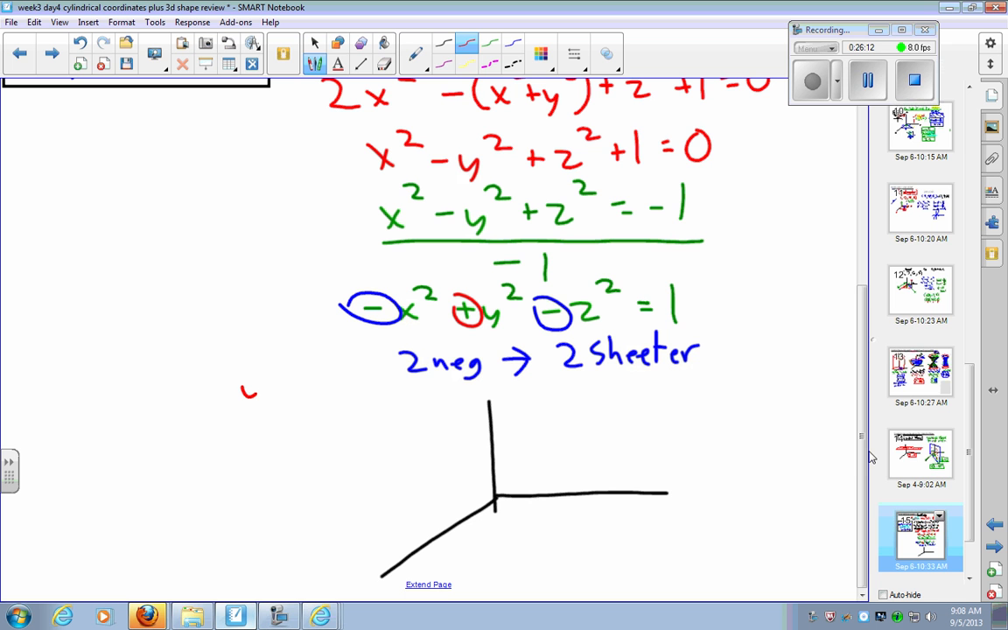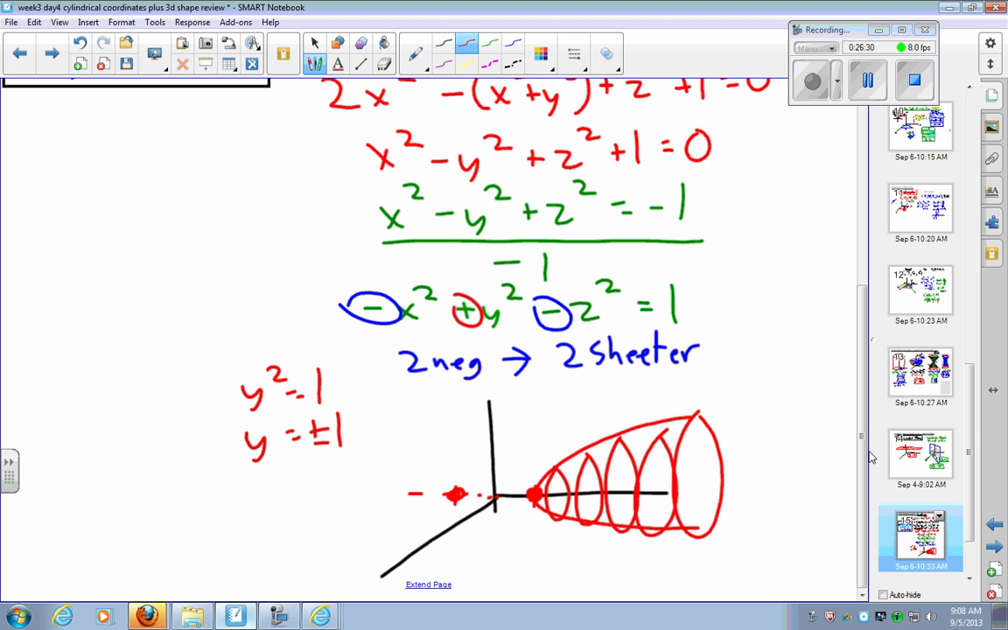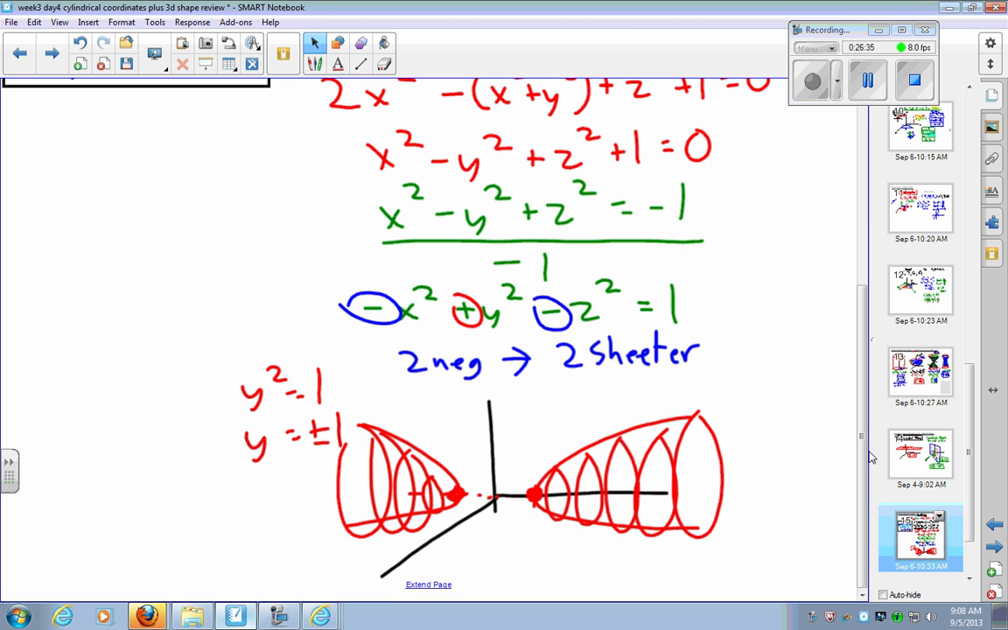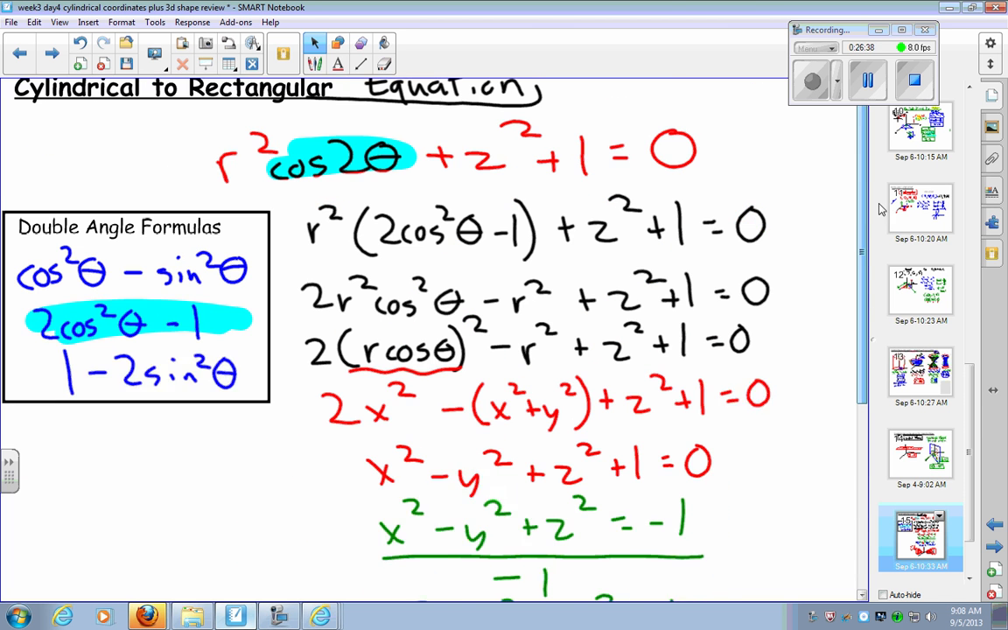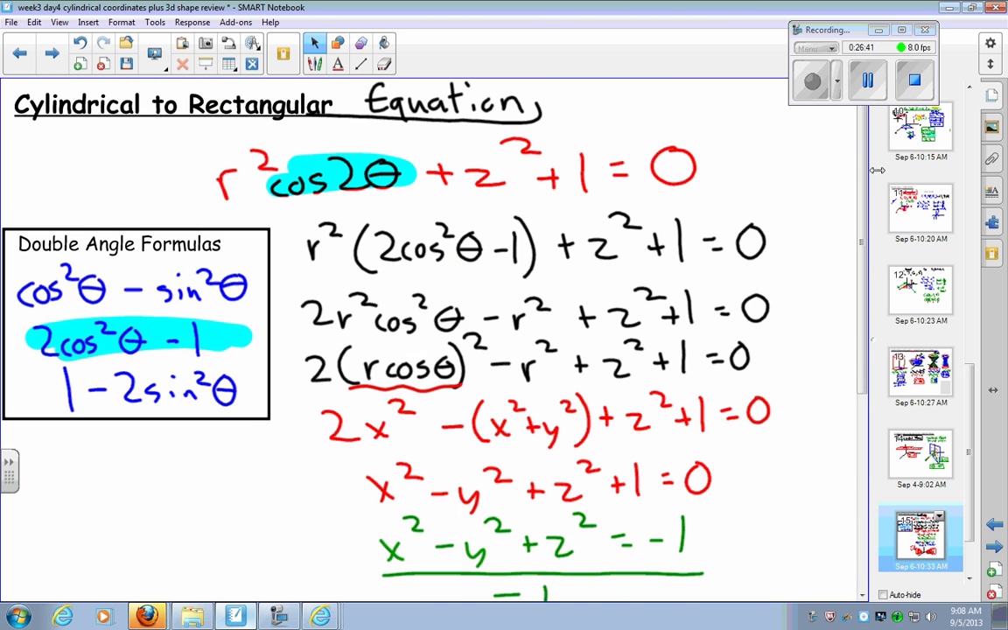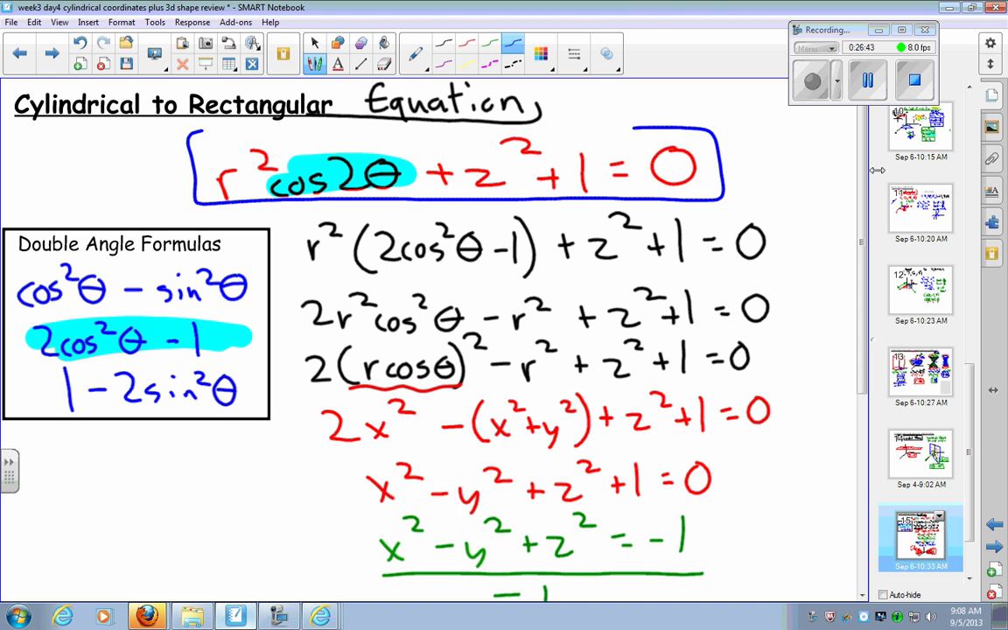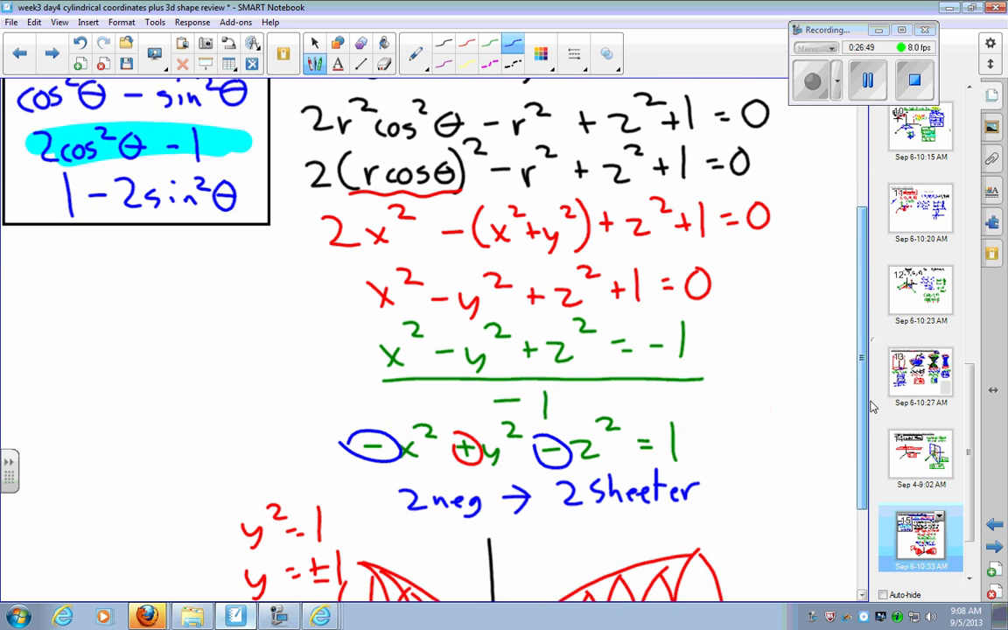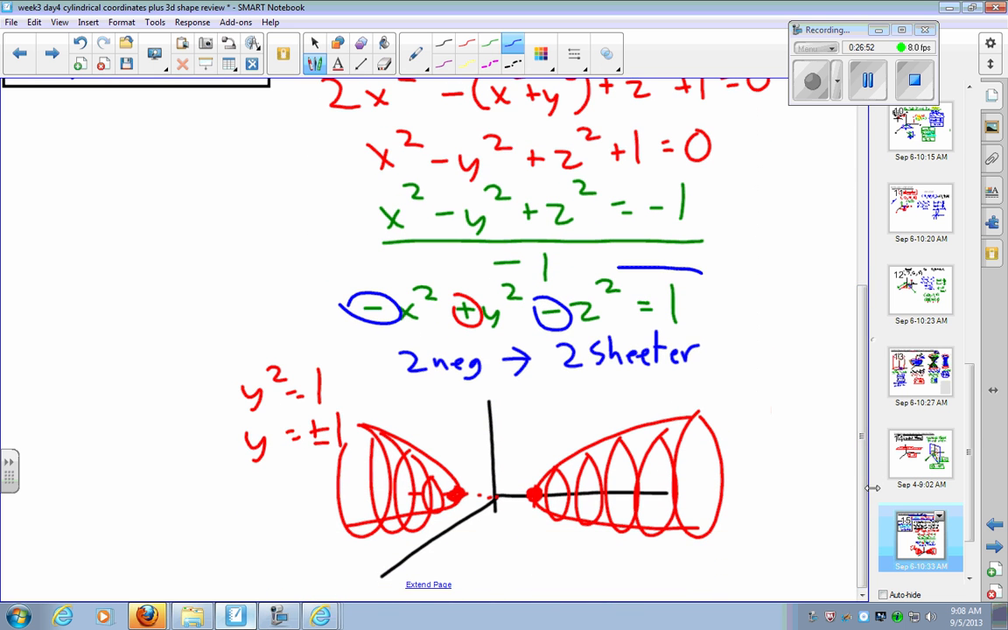So if you want to figure that out, you can say y squared equals 1. Y equals plus or minus 1, meaning over 1, left 1, and I start creating my circles. And there's one sheet and two sheets. So in this case, the top guy was super ugly. I had no idea what this looked like in cylindrical coordinates. But transferring it, it actually looked nicer or more familiar to you in this form.